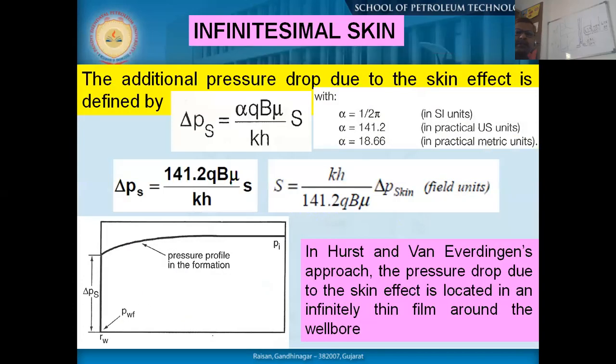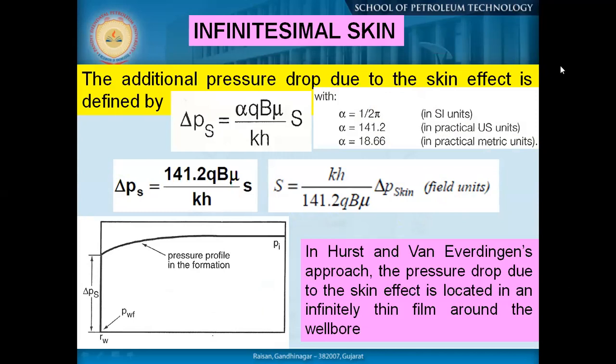So what is the infinitely small skin? If you go here, you can see this is del PS. This del PS is the change in pressure due to the effect of skin. So you have different values for this. In case of positive skin, you need to add this pressure. In case of negative skin, you need to subtract it.